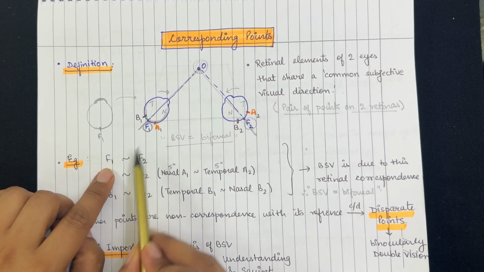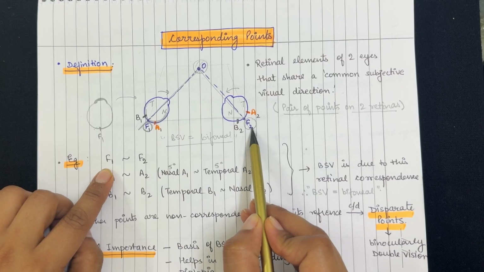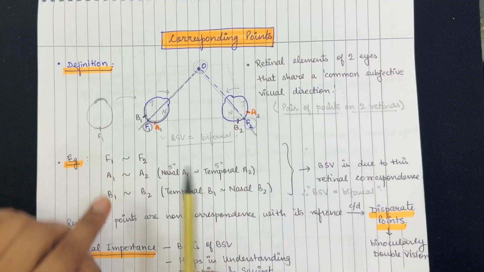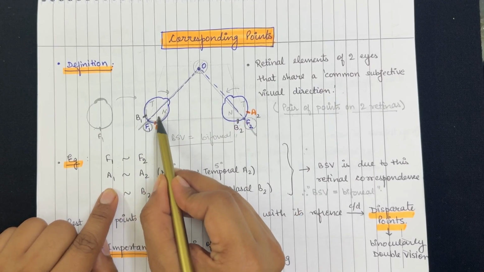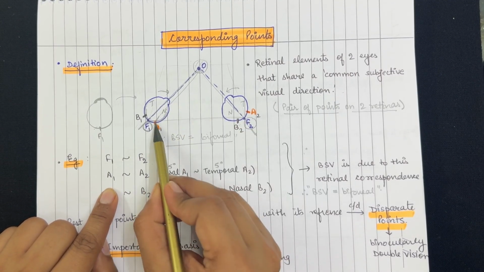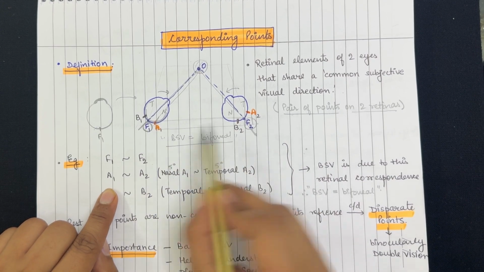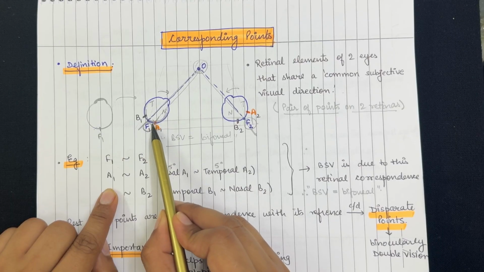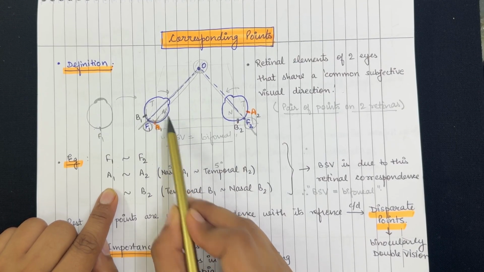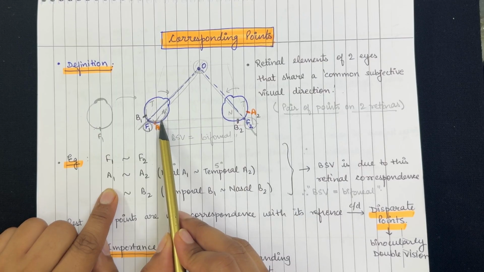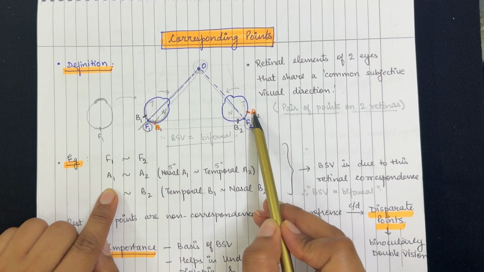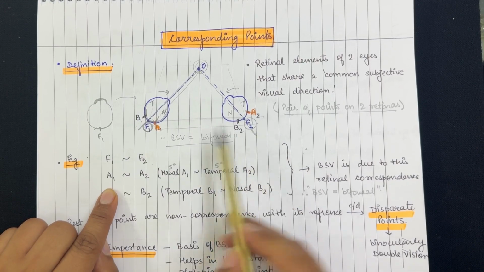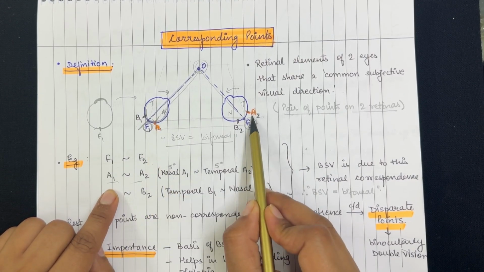For example, I say that the fovea of this part corresponds to this fovea, F1 to F2. So this will cause single vision. Now whatever part falls on A1 has a corresponding part A2 in the other eye. If it is present 5 degrees on the nasal side of this eye, the corresponding point will be on the temporal retina of this eye. So A1 and A2 are corresponding points.